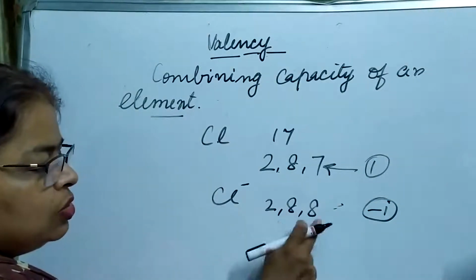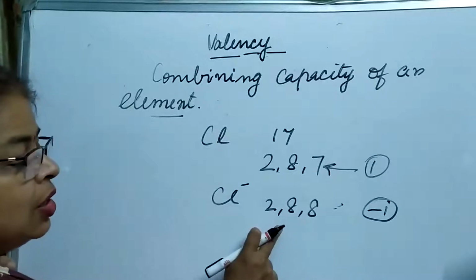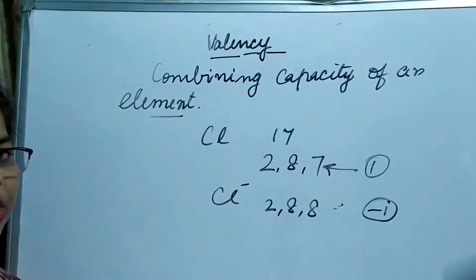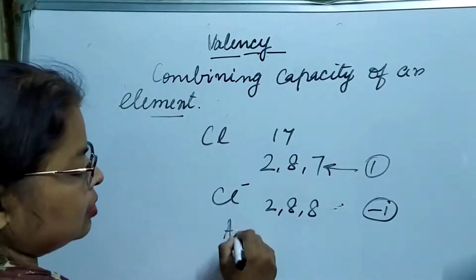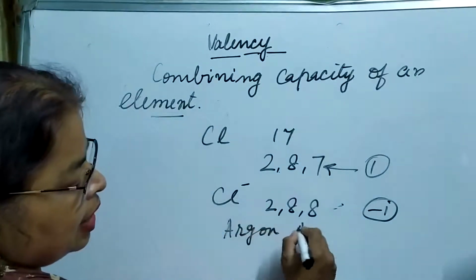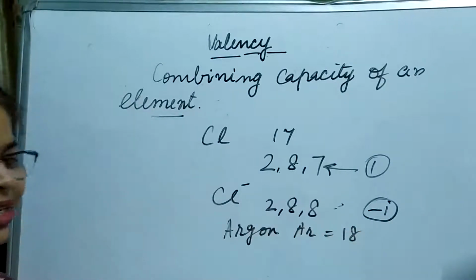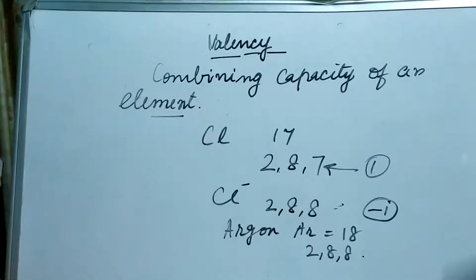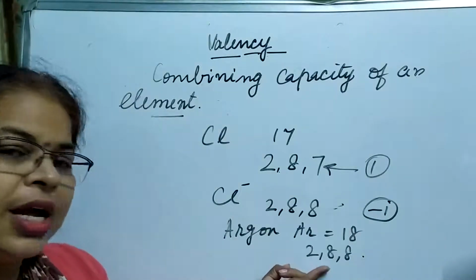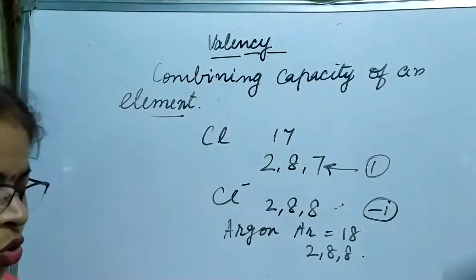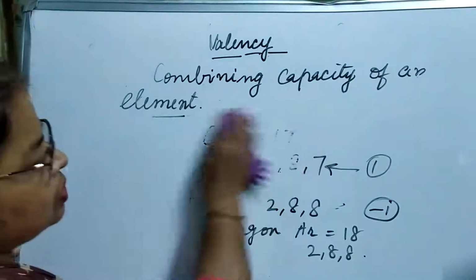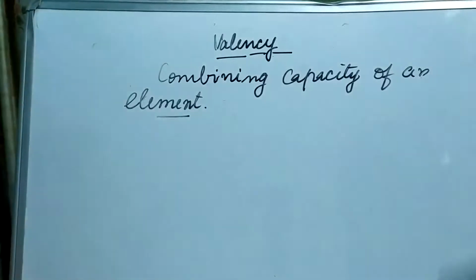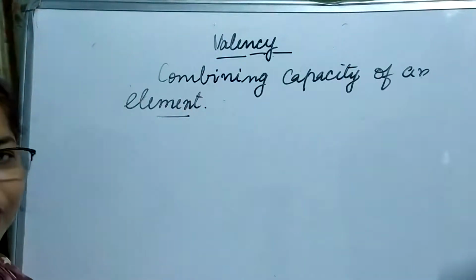And now which element's configuration is similar to this chloride ion? It is argon, or Ar, and atomic number is 18. And the configuration is 2, 8, 8. So nearest inert gas configuration. Okay. So to become stabilized, they lose electrons or gain electrons. Fine. This is the concept of valency.